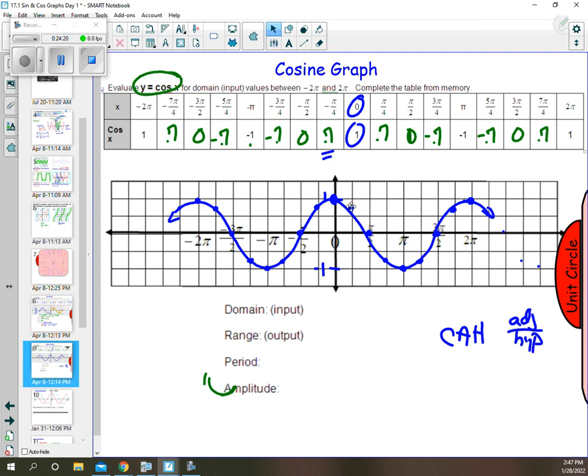All right, so let's talk about what we know. Domain again, I could pick anything I want, so all real numbers. And our output, our range, again, is the distance between the top and the bottom here. So it looks like -1 to 1 again.